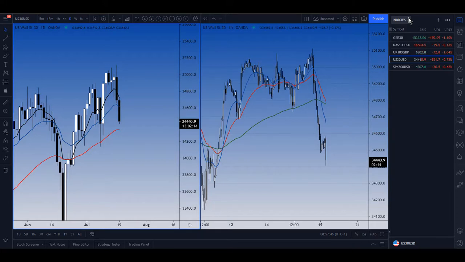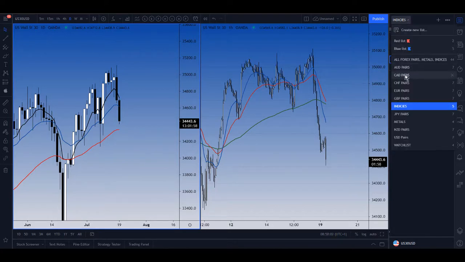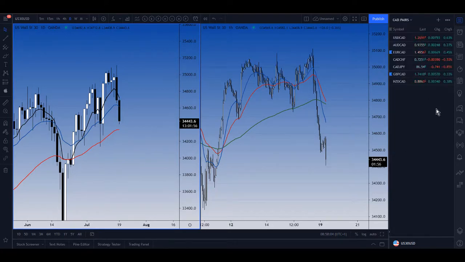So risk assets are Kiwi dollar, Australian dollar, and the Canadian dollar. So we should see either all of those or some of those sell off, and the one that stands out today is the Canadian dollar.